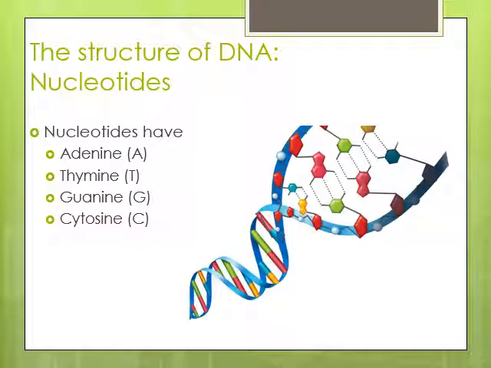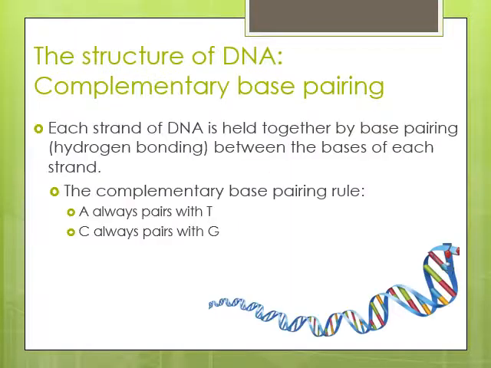Okay, as a quick refresher, the structure of DNA. So we've got these 4 different nucleotide bases that we're made up of: adenine, thymine, guanine, and cytosine. A and T always go together, G and C always go together. And those are the rules of complementary base pairing. So each strand of these is held together by different hydrogen bonds between these bases. Again, A with T and C and G.